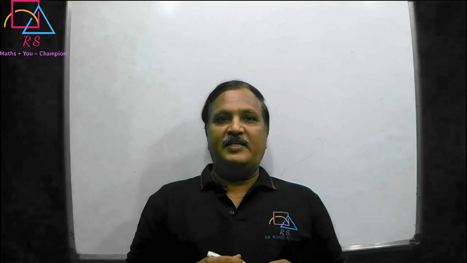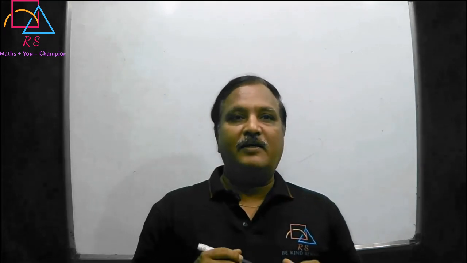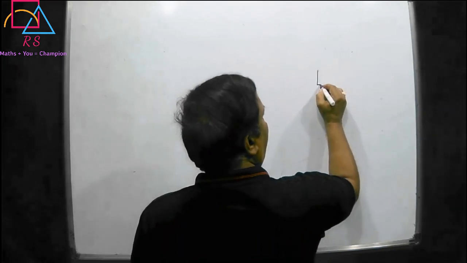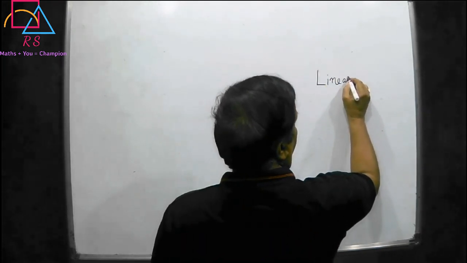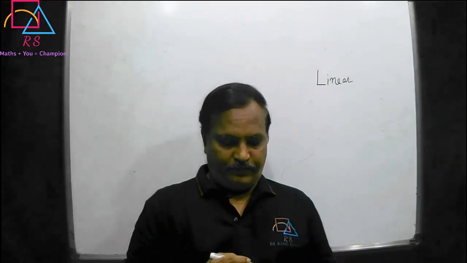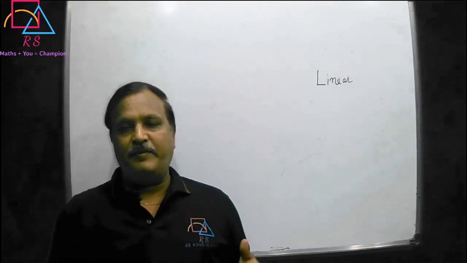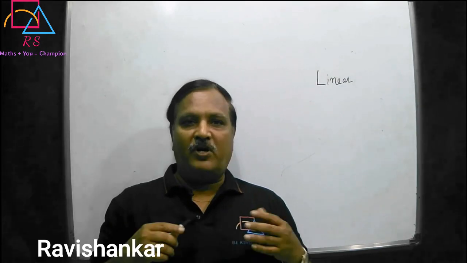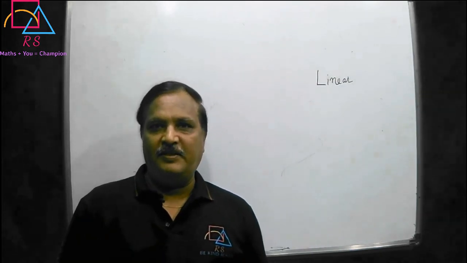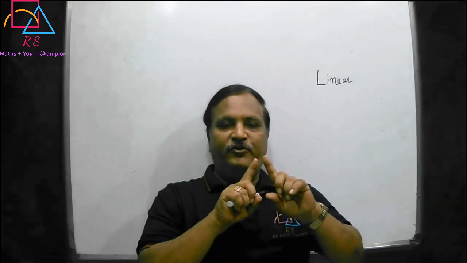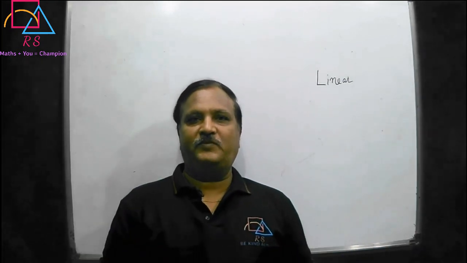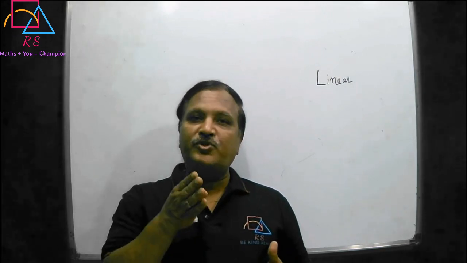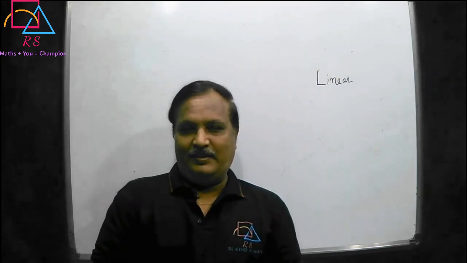Linear equations in two variables. Let me explain what is a linear equation. The word linear comes from a line. Linear means it's a line. If you draw the graph of a linear equation, you will get a straight line, right? So, a linear equation means the equation whose graph is a straight line.